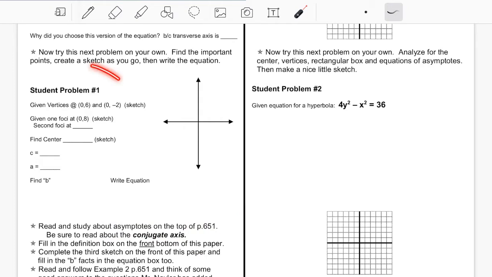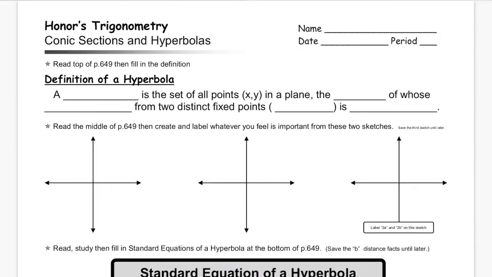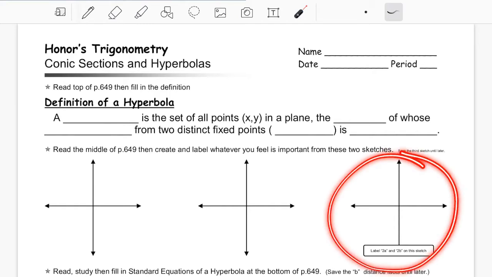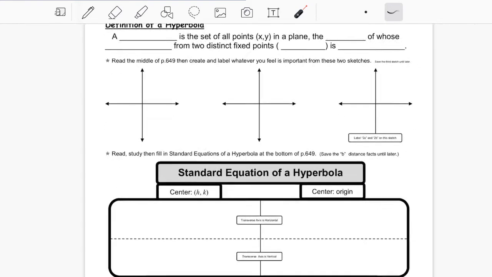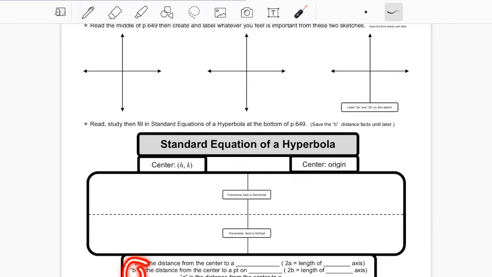Now, once you finish number one, you're ready to learn a little bit more about asymptotes. Those asymptotes and what's known as the conjugate axis are going to be back on the front of the paper. So it's time to flip back over to the front, and now you're going to be able to fill in some information in this last sketch. It's a really good sketch, again, that you're going to find on page 651, and that'll allow you now to understand what's going on with the letter B.